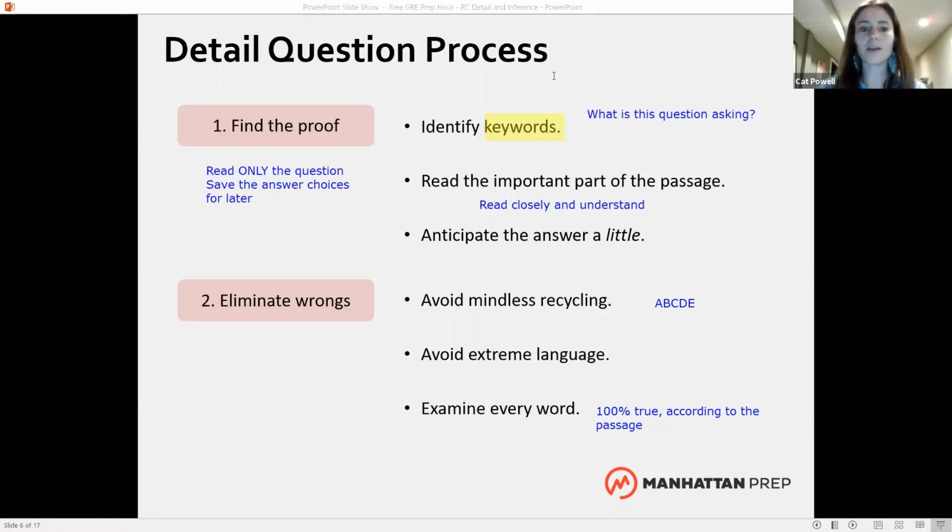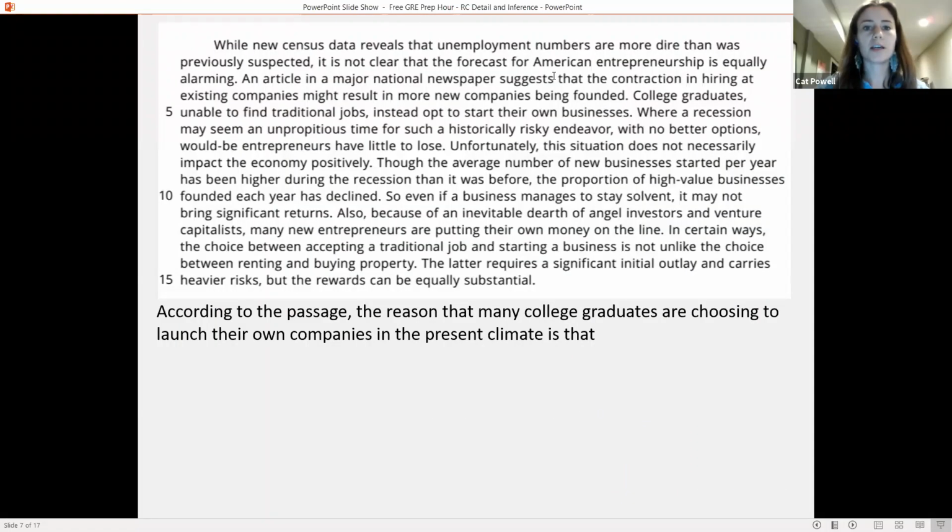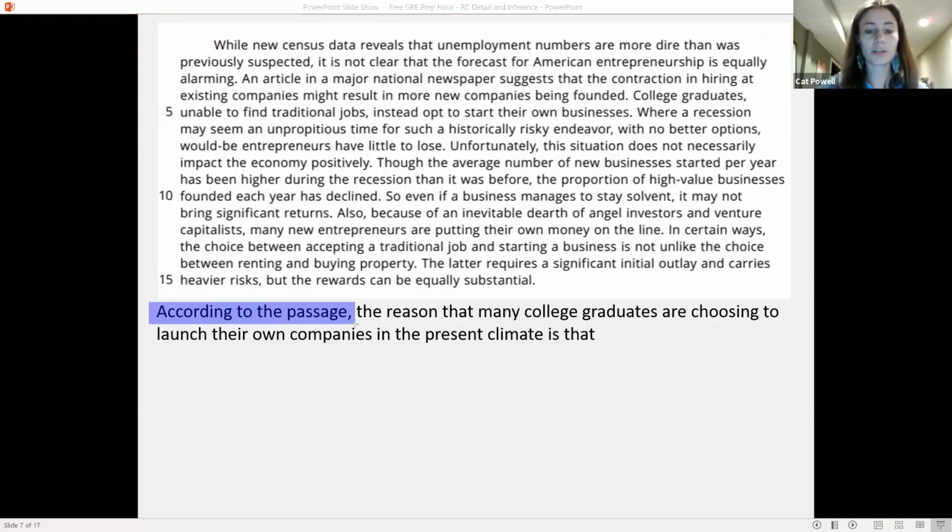So what I want you to do, I'm going to give you 2 minutes. I want you to read this question, go back through the passage, and think about what you would predict the answer to this question might look like, or what the answer is going to be. So here's the passage. And we see right away, according to the passage, so we know we're dealing with a detailed question: the reason that many college graduates are choosing to launch their own companies in the present climate is that. All right, you guys have 2 minutes, go through the passage, think about what the answer to this question is going to be, or what it might have to do with.